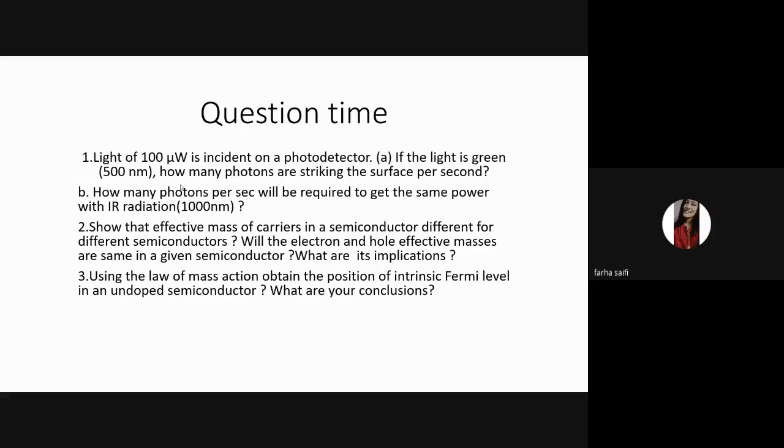Velocity by wavelength. What is it actually? C by lambda. It's nu actually. Yes, frequency. So if you want to find out the energy from this, you can use the fact that wavelength into frequency is constant, that is the velocity. So if you know the velocity, then you can find out the energy from the wavelength, that is hc by lambda.